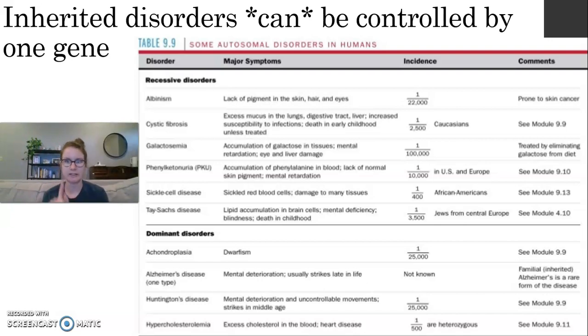So I left off telling you about all these different incidences. For cystic fibrosis, for example, it affects 1 out of 2,500 Caucasians. Phenylketonuria, the one where they can't break down phenylalanine, affects 1 in 10,000 births in the US and Europe, and where does that come from, I'll talk about in the next couple of slides.